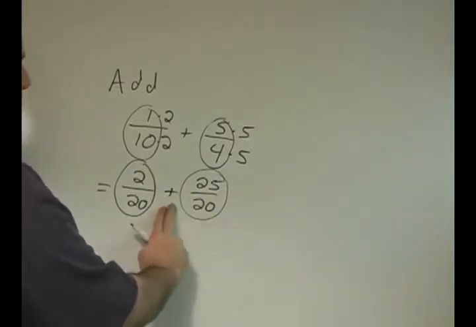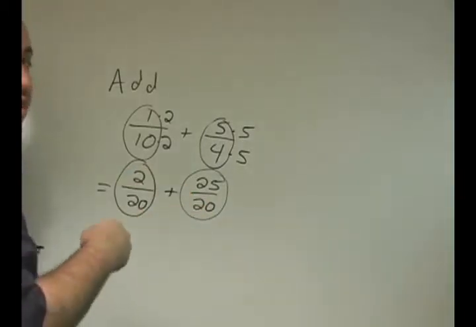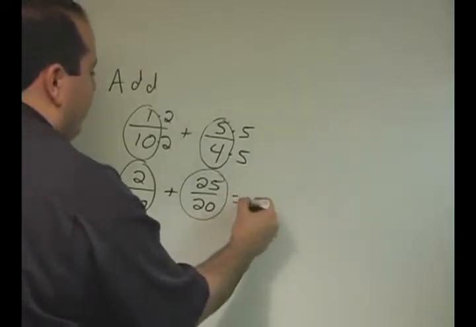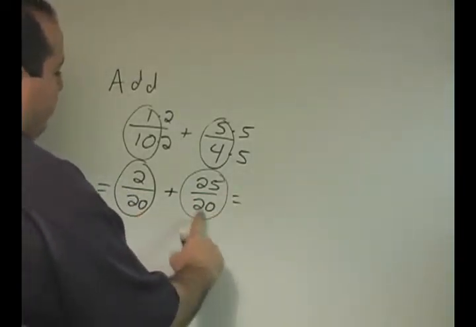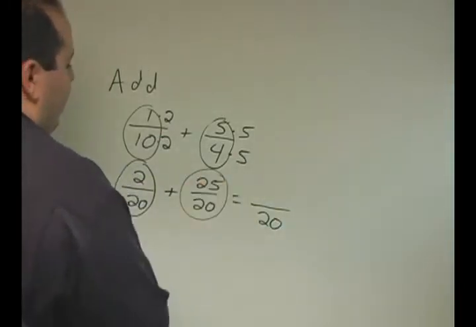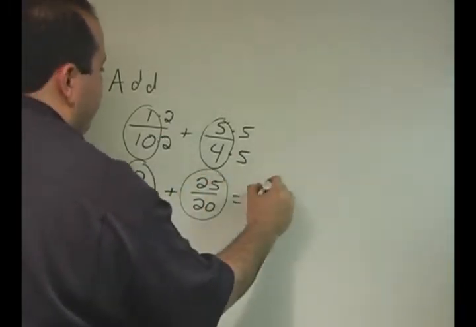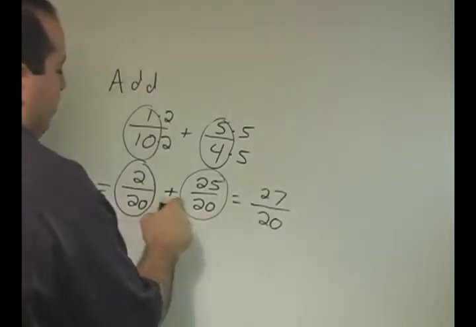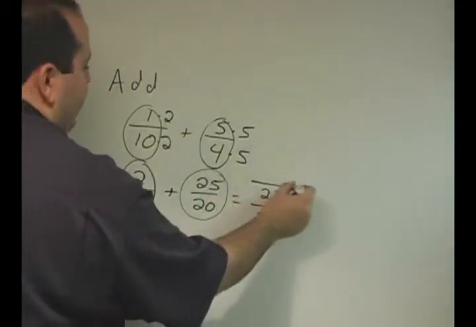And the advantage now is that when I'm adding, I have two fractions with the same denominator. So now I will just go ahead and add. And again, to add, if these two have the same denominator, your answer will have the same denominator. And then what do you do with the tops? You just add the tops if you're adding. So 2 plus 25 is 27, and that is our final answer.